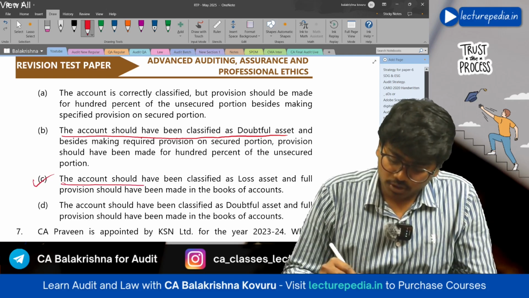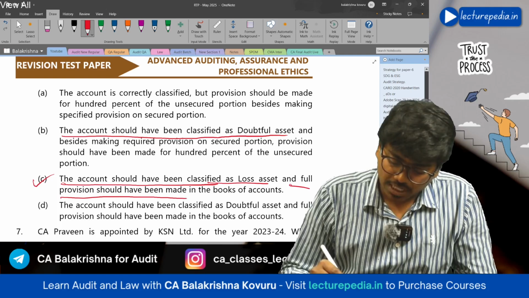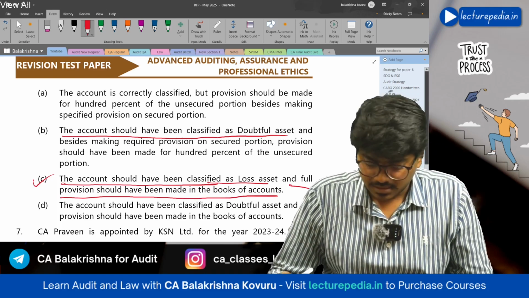Option C, the account should have been classified as loss asset and full provision should have been made in the books of accounts. Option C is correct.